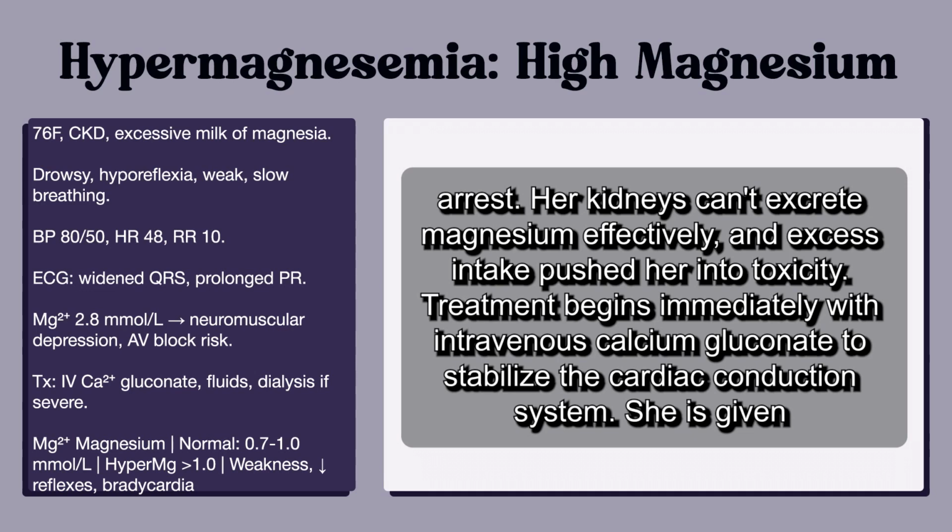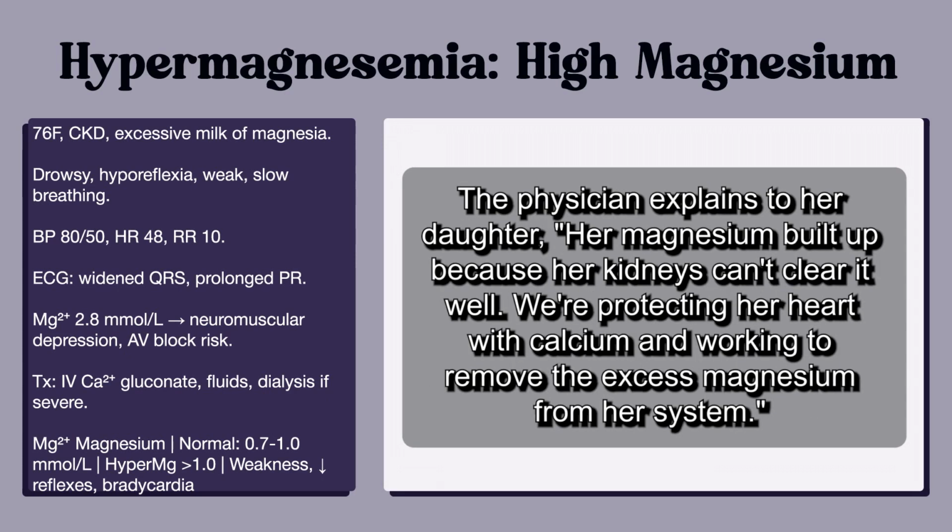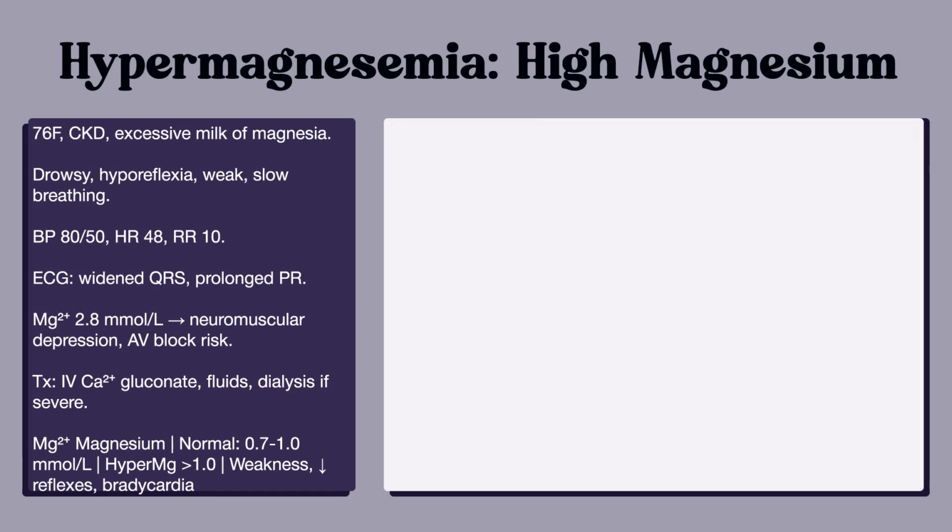Treatment begins immediately with intravenous calcium gluconate to stabilize the cardiac conduction system. She is given intravenous fluids and a loop diuretic to promote magnesium excretion, though dialysis may be required because of her kidney failure. She is placed on continuous cardiac and respiratory monitoring with airway support as needed. The physician explains to her daughter, her magnesium built up because her kidneys can't clear it well. We're protecting her heart with calcium and working to remove the excess magnesium from her system.